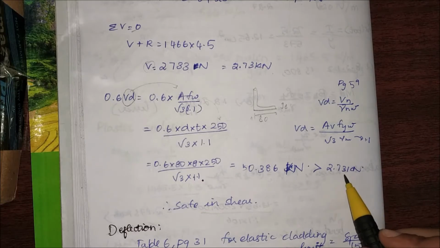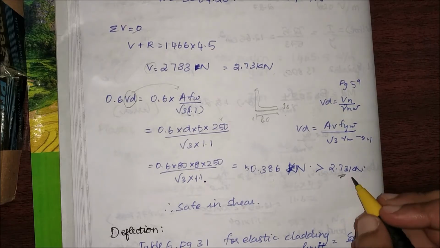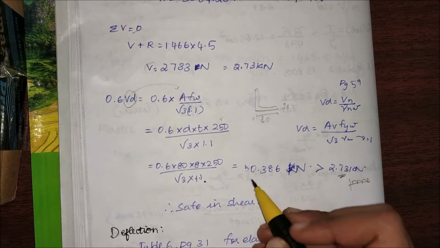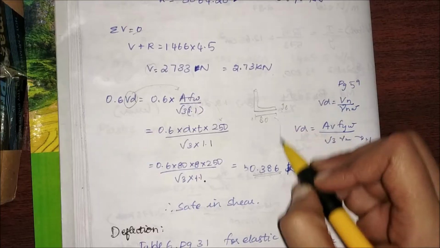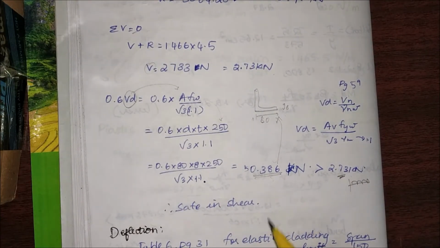So what is this 2.73 kilonewton? 2.73 kilonewton is the shear force acting due to the given load condition, and this 50.38 kilonewton is the shear force resisted by the given section. Therefore, our section is stronger than the shear force provided. Therefore, it is safe in shear.